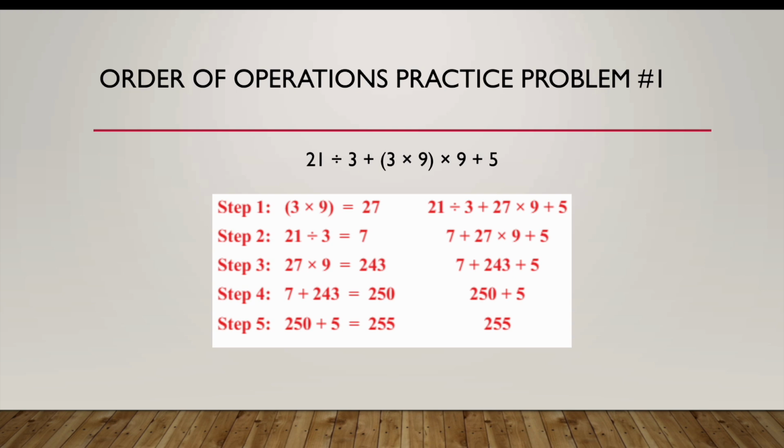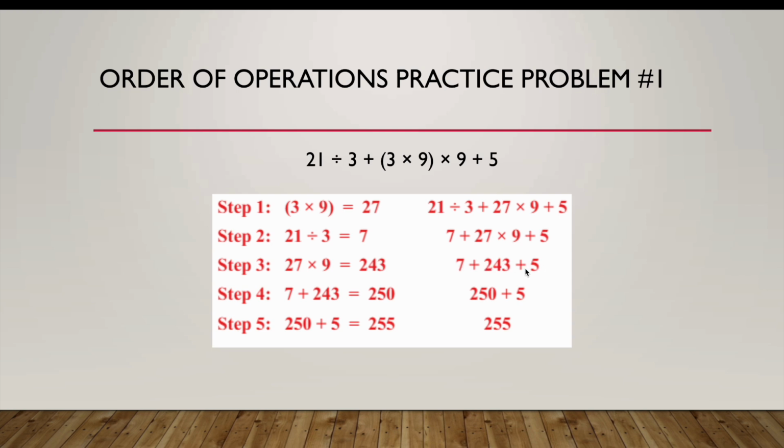Let's walk through the steps of this. First, you should have worked out what was in the parentheses, 3 times 9, which is equal to 27. So we'll put the 27 in the place the 3 times 9 was. Next, we need to do 21 divided by 3, which gives us 7. We replace 21 divided by 3 with a 7. After that, we move on to 27 times 9, which is 243. So we'll replace 27 times 9 with 243.